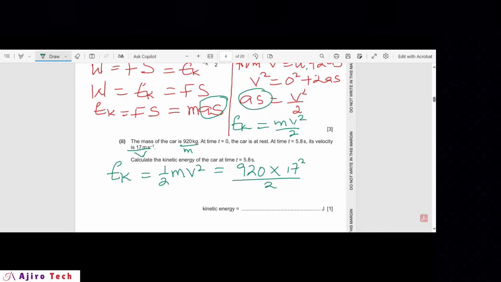If we press the calculator, it will give us 132,940. But there's something called the rules of approximation. How do we know the correct one? How do we put it? So I will need to first of all explain that. Very simple to get.